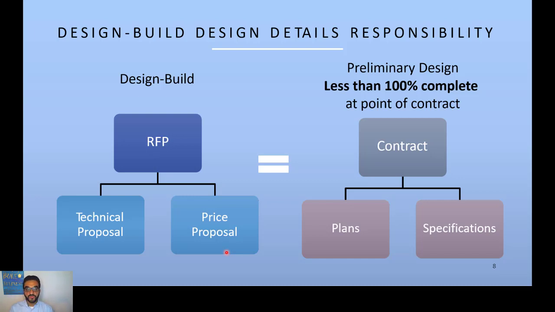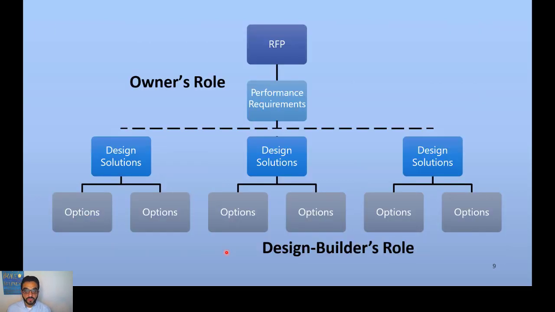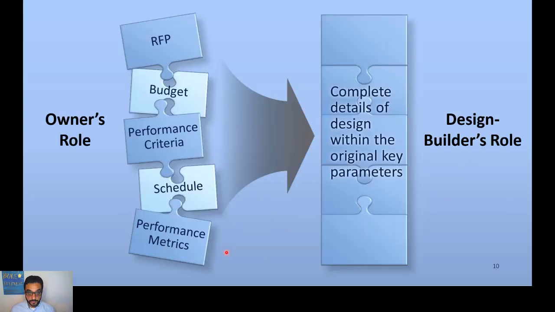And when the design builder responds to the RFP and gets selected, they provide a preliminary design that's less than 100% complete, but that will be used to select them and have a contract here. And this contract then will result in plans and specs that will help in building the project. So this is a summary here. The RFP includes performance requirements. On the other side, the design builder comes with different design solutions, tries to match these requirements, and then selects the best option that delivers the best value to the owner.